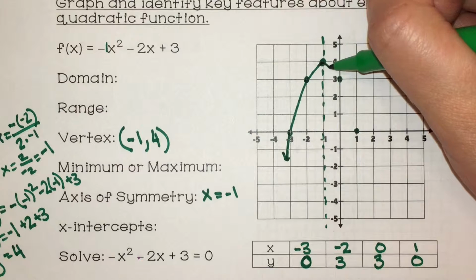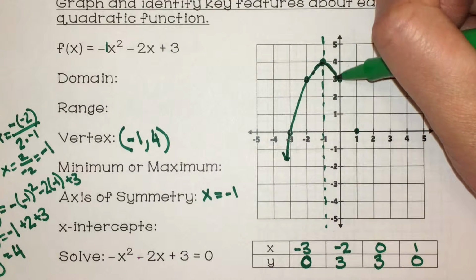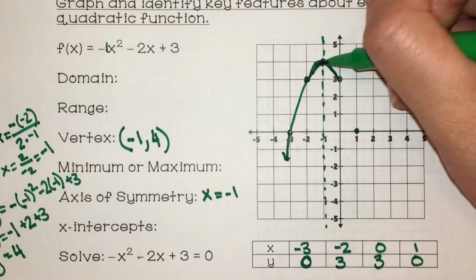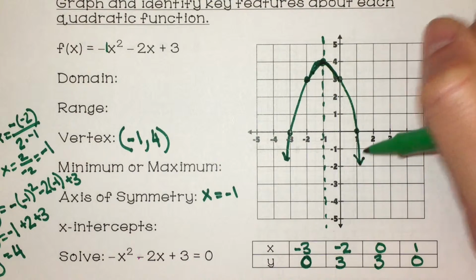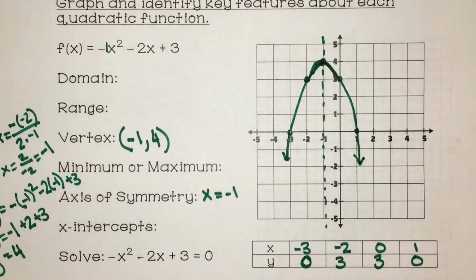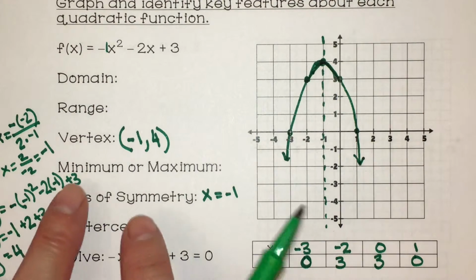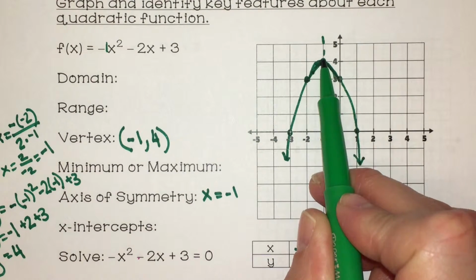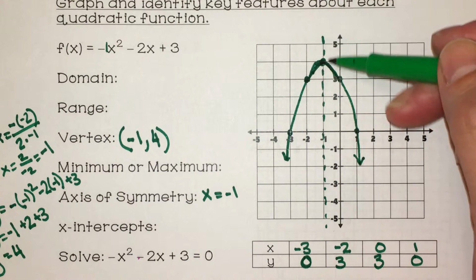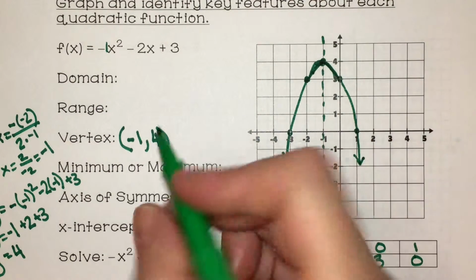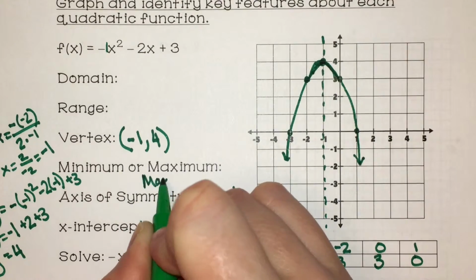And I have to make sure I kind of curve it, so it shouldn't be a V shape. It should be a more curved U shape. Okay, so now I can look at a few things. So I have to decide, is the vertex a minimum or a maximum? Well, it's a maximum because my graph's never going to go above this point. This is the highest it's going to get. So it is a maximum.